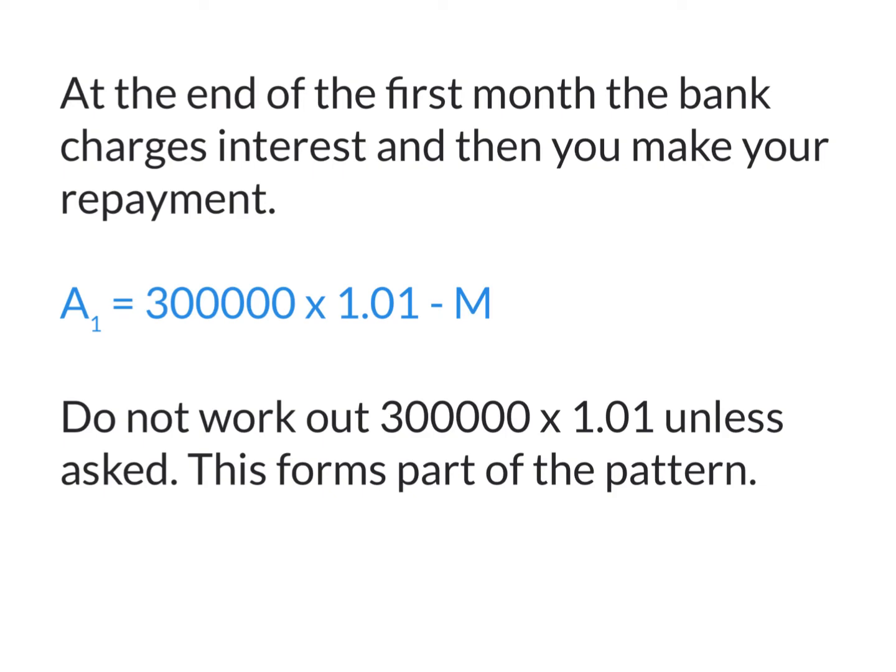So at the end of the first month, the bank charges interest and then you make your repayment. So remember, we started with 300,000 times that percentage increase, 1.01, minus the M, the monthly repayment. Don't work out the 300,000 times 1.01 unless you're actually asked. And that will be to prove something in a question, as this forms part of a pattern, leaving it in that form.